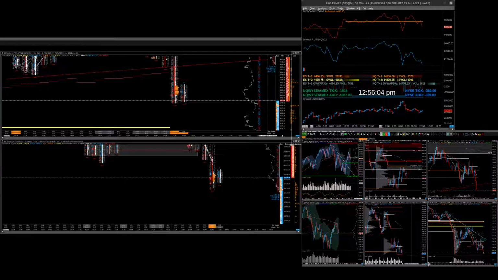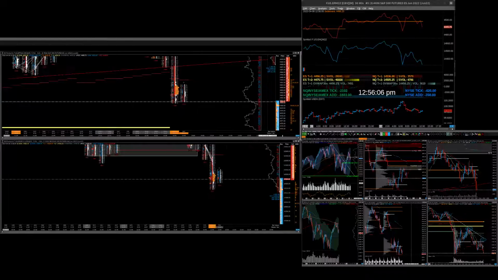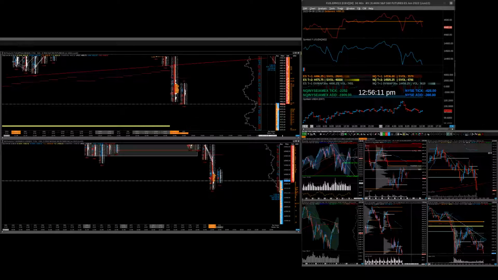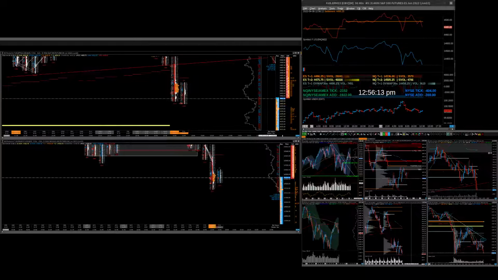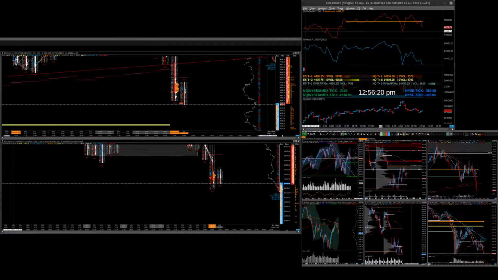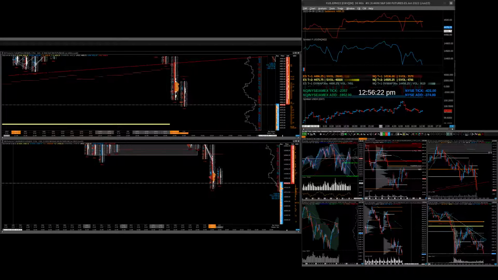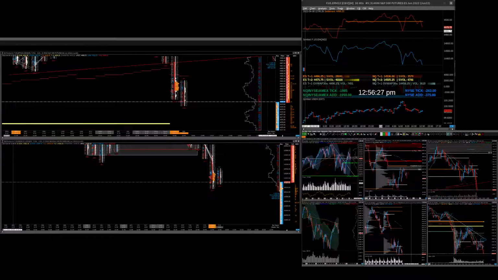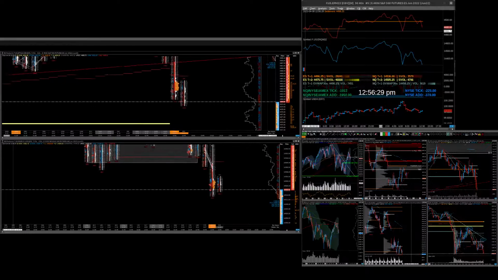Let's see. Yeah, there we go. There's the chart I'm going to move. Harder for me to talk and trade, like anybody, I think. Oh, my DOM is off the screen on the lows here. Last 5 minutes. Let's see if we extend out.